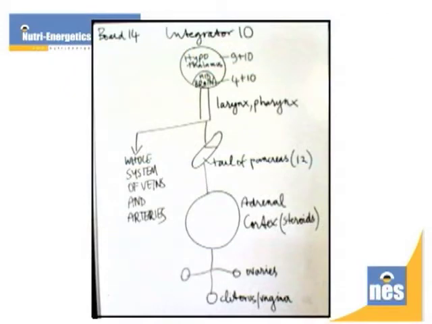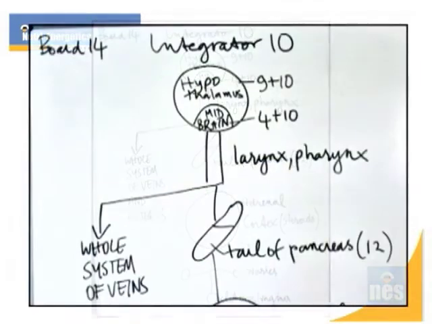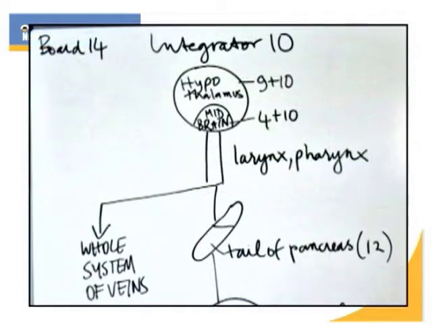Mind map for integrator 10 is as follows. We've got a whole lot of doubles. We're getting into complex territory here. The integrator 10 is a major trouble spot. We get hypothalamus, which is 9 and 10 at once. In other words, it's such a complex organ, it takes a very broad range of frequency to manage it.